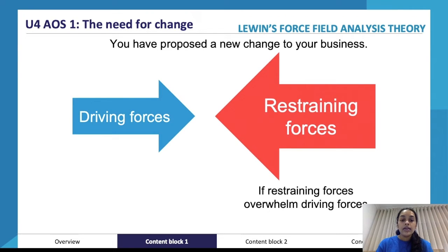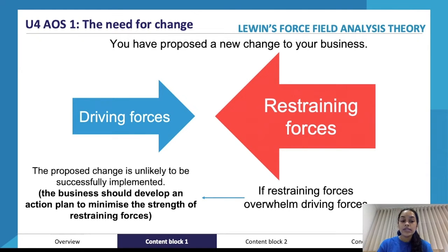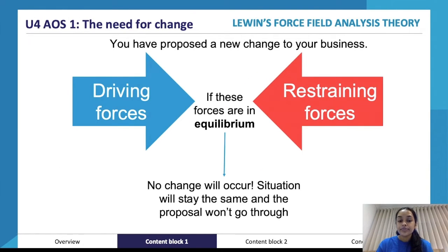There will be a higher chance that whatever change we would like to implement will be successful. On the other hand, where our restraining forces overwhelm our driving forces, the proposed change is unlikely to be successfully implemented, and the business will need to develop an action plan to minimize the strength of restraining forces so that driving forces are maximized and change can occur.